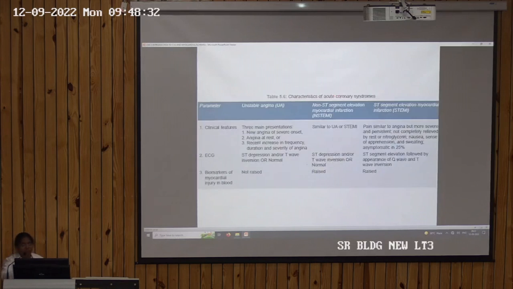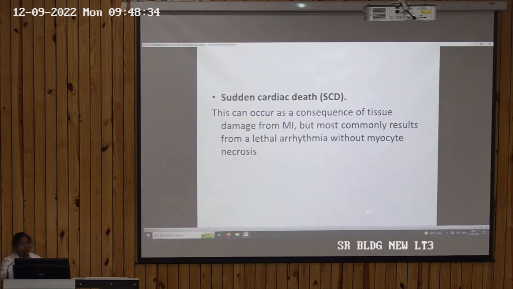And sudden cardiac death usually arises because of arrhythmias without myocyte necrosis, and second is if there is a very large infarct, I told you, more than 40%, then cardiogenic shock will follow. So these are the two major causes of sudden cardiac death in ischemia. One is because of arrhythmias and the other if a large infarct is present.